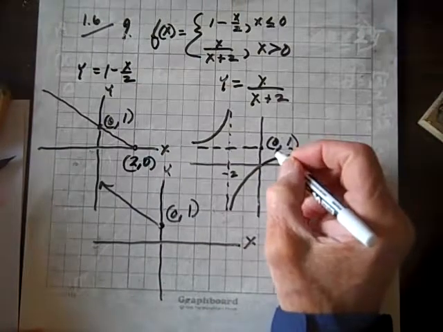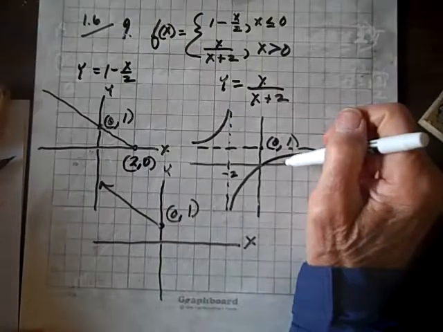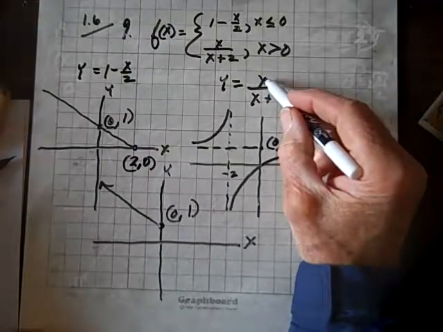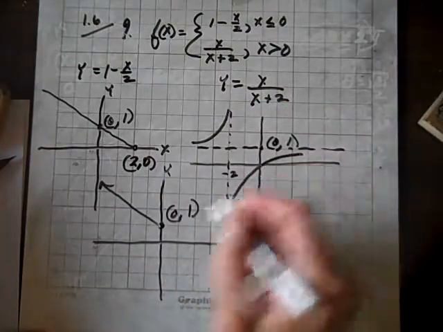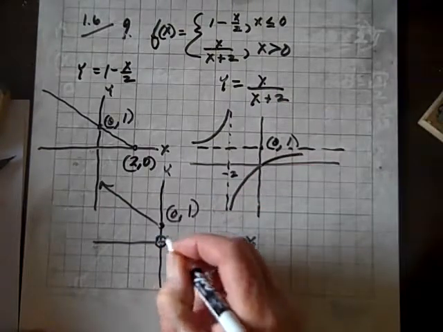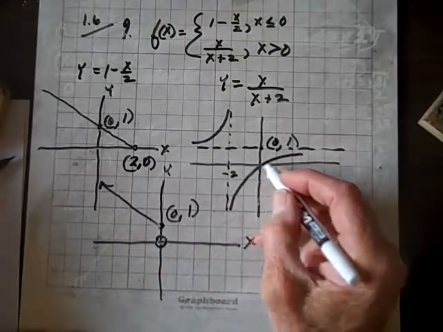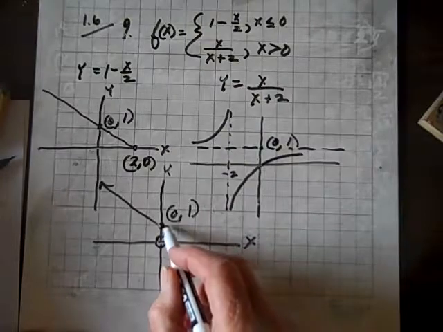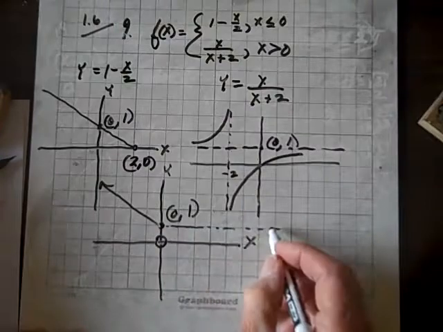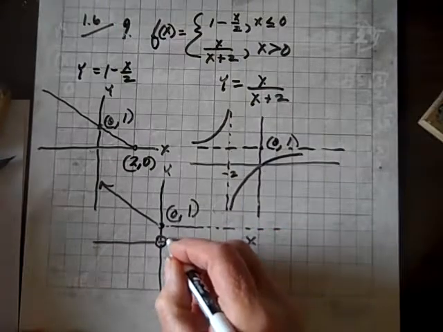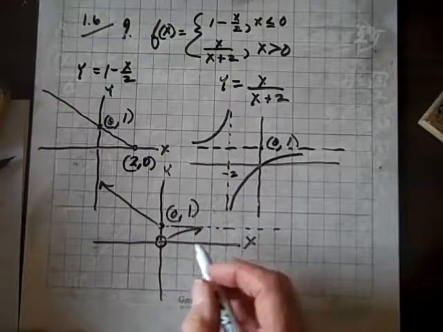And now, for this graph, we're just talking about the portion of this graph such that the x-coordinates are greater than 0. So we can't include 0, so I'll just put an open circle at 0. And, by the way, we have a horizontal asymptote here at 1. And the rest of this graph looks like that. And now we've graphed the piecewise function.